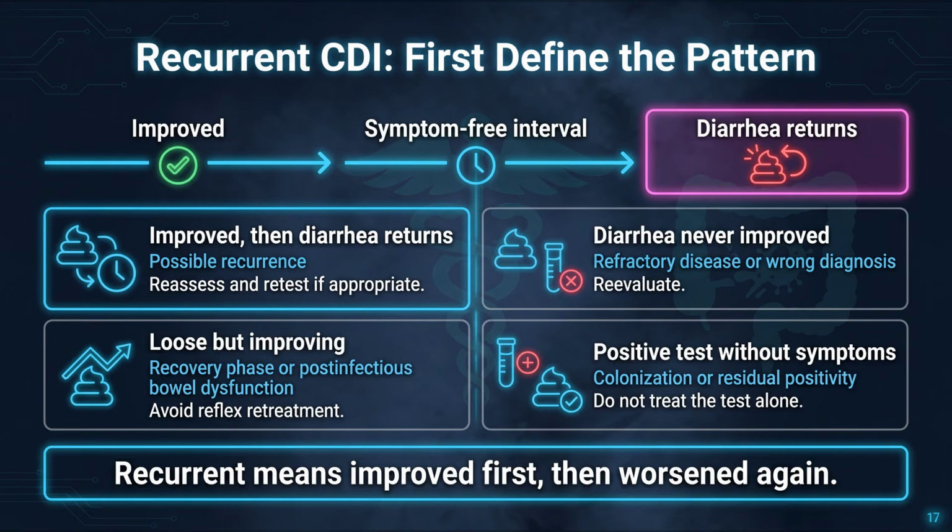Recurrent C. difficile means the patient improved and then symptoms returned. If the diarrhea never improved, ask whether this is refractory disease, a complication, or the wrong diagnosis. If stools are still loose but abdominal pain, fever, and systemic features are improving, avoid reflexively calling that recurrence. The clinical pattern matters.